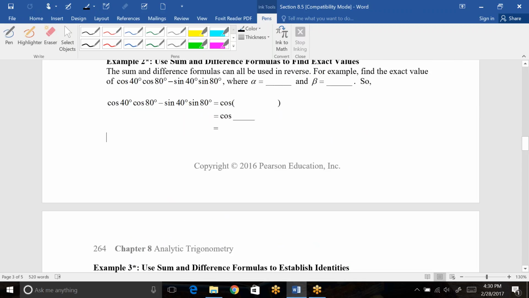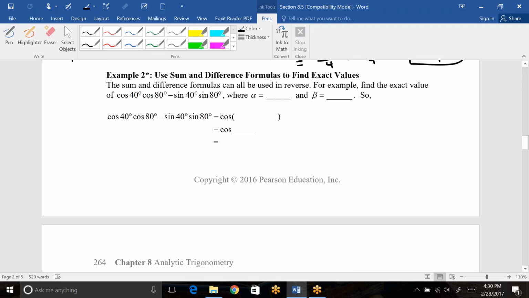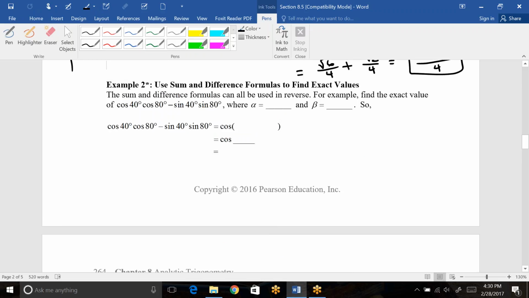So this time we want to do sum and difference formulas can be used in reverse. For example, cosine of 40 degrees cosine of 80 degrees minus sine 40 degrees sine 80 degrees, where it looks like alpha is 40 degrees and beta is 80 degrees. So we first of all need to figure out which formula this originated from. The cosines are together and the sines are together, but there's a minus between them. So that actually means that we were adding on the inside. Remember, it's opposite. It's disagreeable with this.